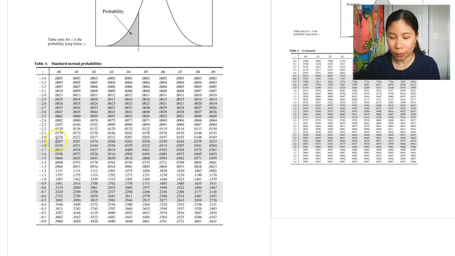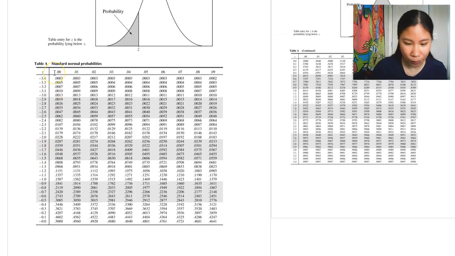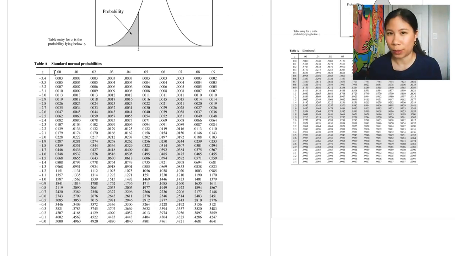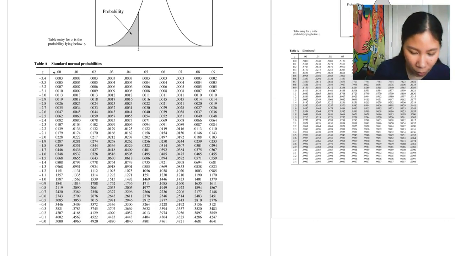So the rest of our columns up top are going to be the second decimal place. We only have one decimal place because we have negative 1.5. Technically, negative 1.50 is our second decimal place, so the second decimal place up here would be 0 for us. So we're going to look at negative 1.5 here.